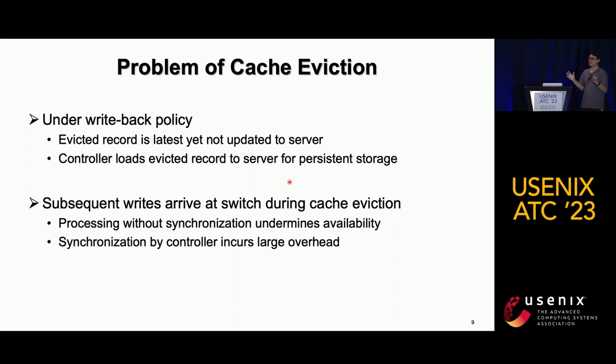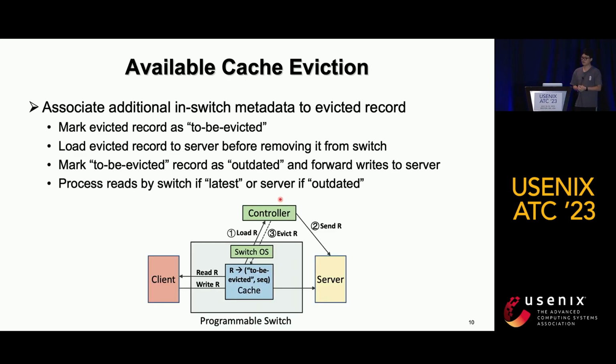So during the process of cache eviction, subsequent writes could arrive at the switch. If we directly process the subsequent writes without synchronization between switch and server, then it will be difficult for FarReach to distinguish which one is the latest version, either the in-switch record or the server-side record. So it may undermine the availability. What if we resort to the controller to synchronize the two parts? Then it will incur large synchronization overhead due to slow control plane processing. So to fix the availability issue, we provide available cache eviction.